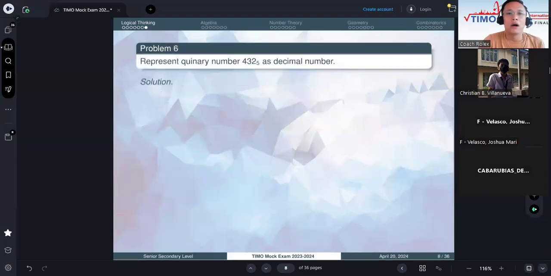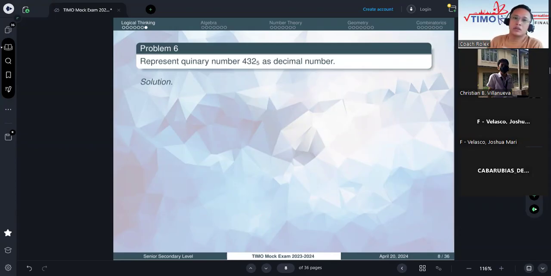Okay. Problem number 6, represent the quinary number 432 base 5 as a decimal number. Now take note again that the quinary number system is a positional number system that uses base 5. This is base 5 that uses the digits 0, 1, 2, 3, 4. And the decimal is the common base 10 number system.